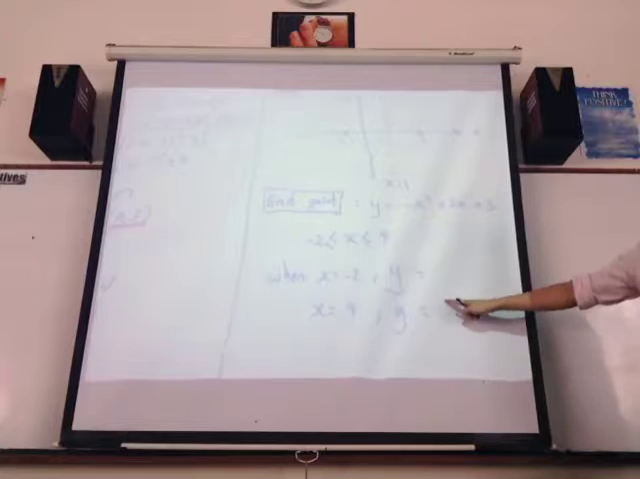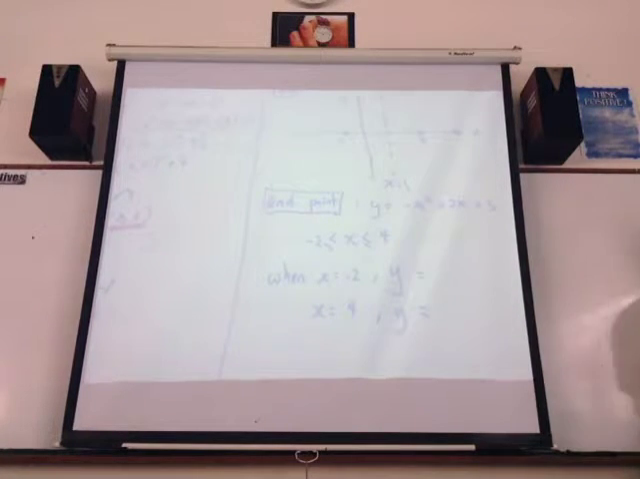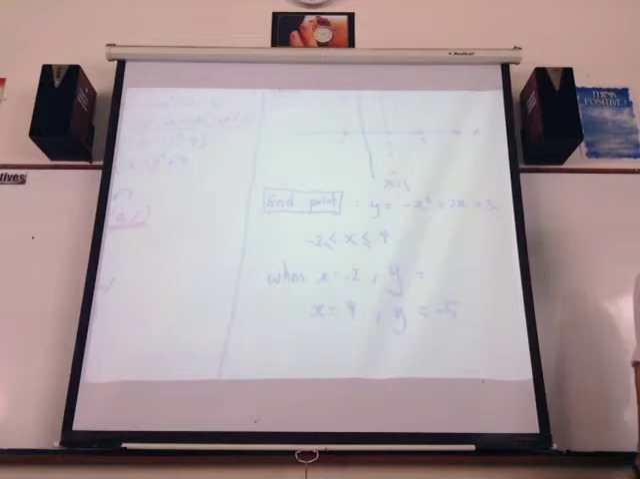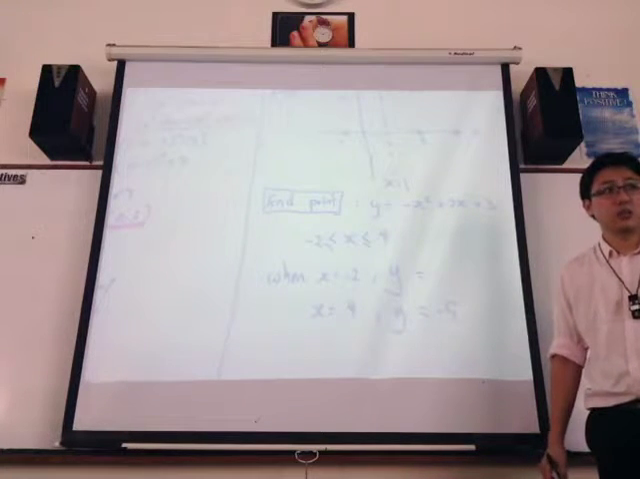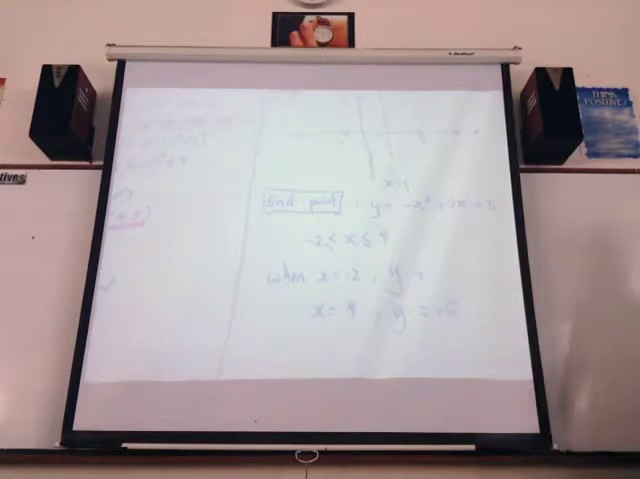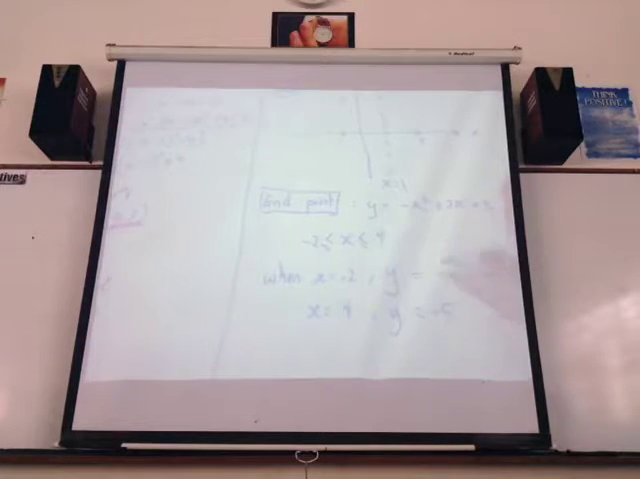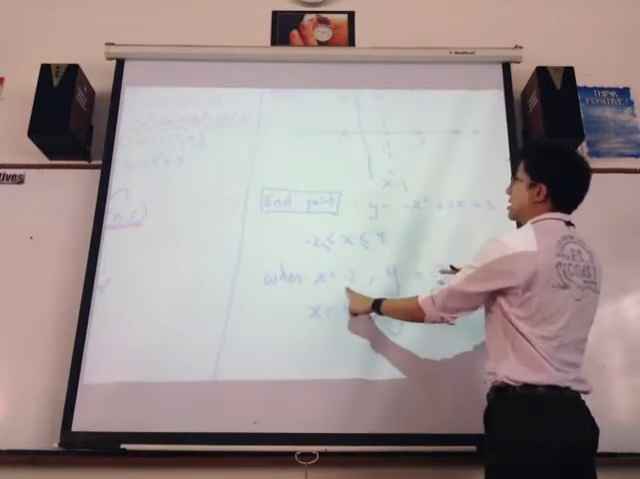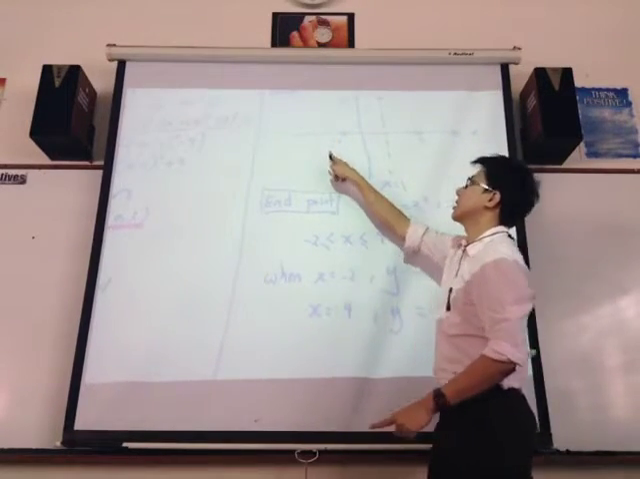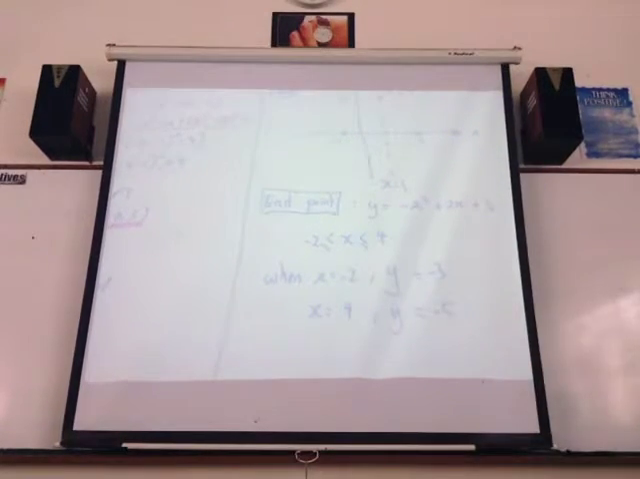Negative? Negative 5. Darren? 3 or negative 3? Negative 3. Really? Correct? Okay, let me check. With these 2 points, let's try and plot the endpoint. Where is it? Negative 2, negative 3. Negative 2, negative 3. Somewhere here.